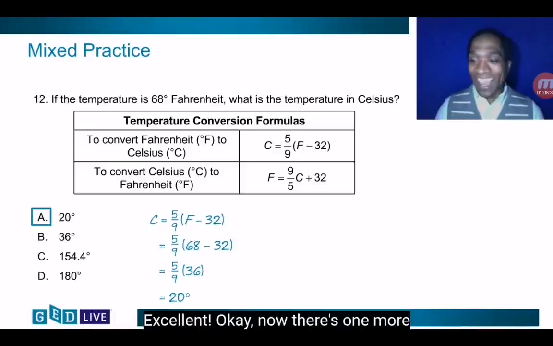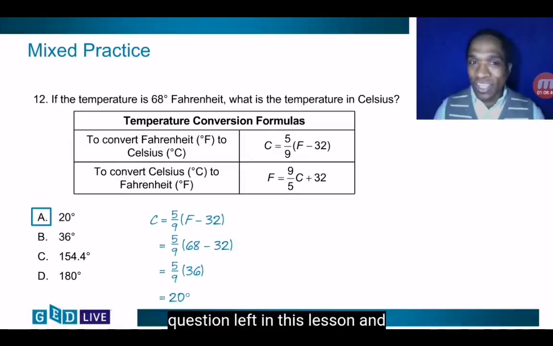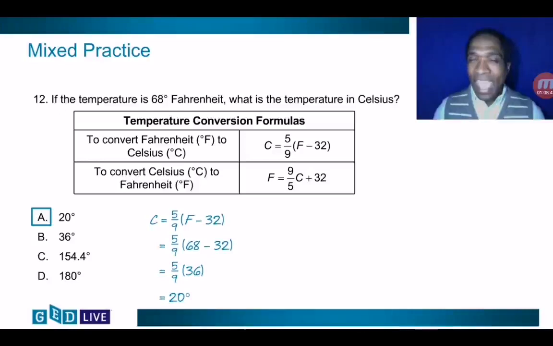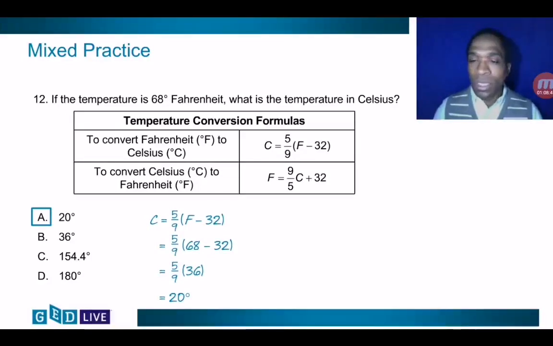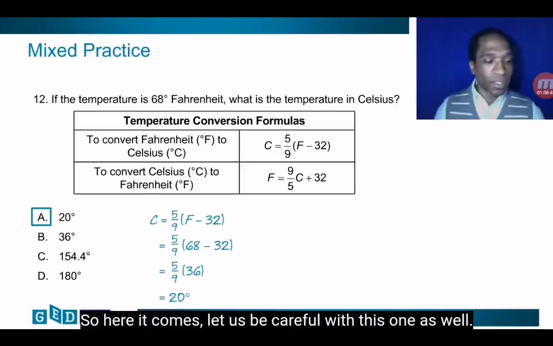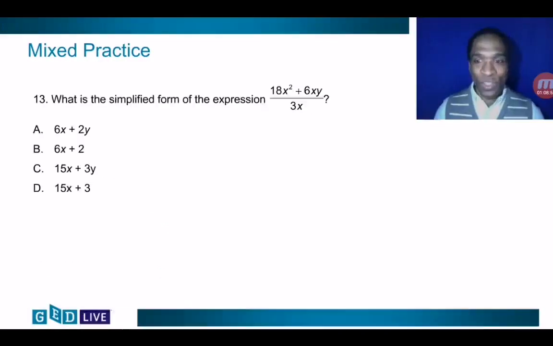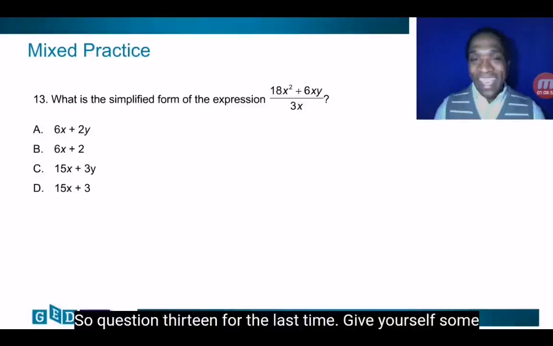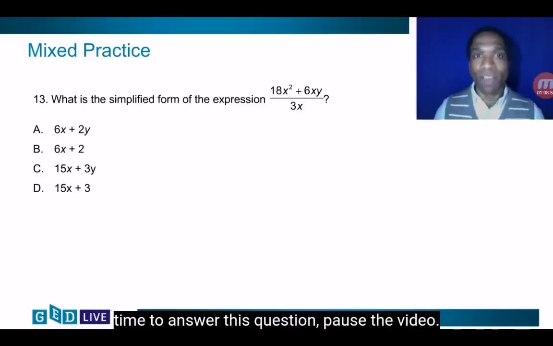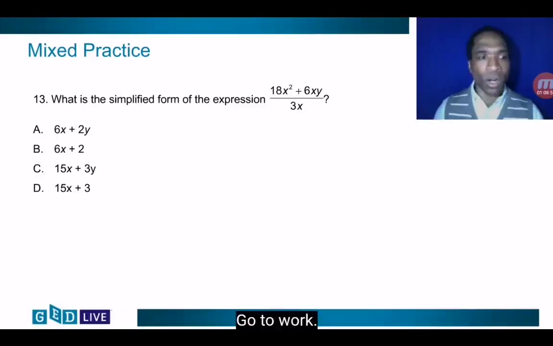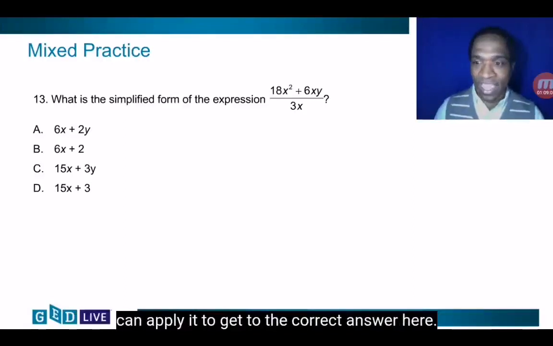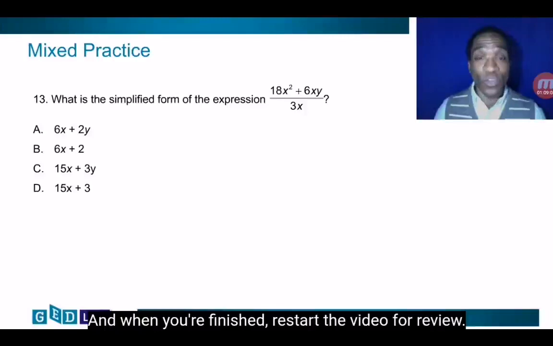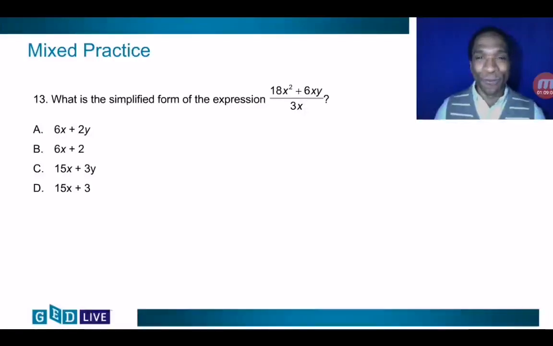Excellent. Okay. Now, there's one more question left in this lesson, and it pertains to a concept we tackled not too long ago. So here it comes. Let's be careful with this one as well. So question 13 for the last time. Give yourself some time to answer this question. Pause the video. Go to work. Think about what we talked about before and how you can apply it to get to the correct answer here. And when you've finished, restart the video for review.